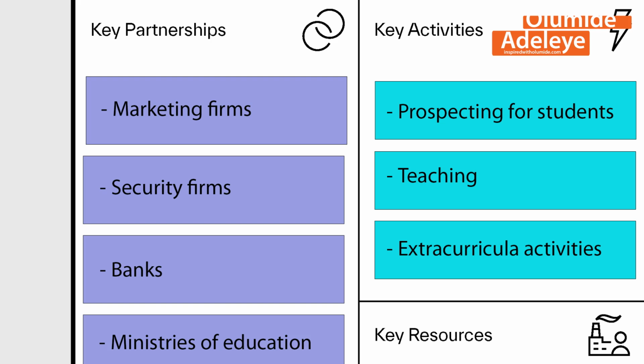They would need to partner with banks because they would probably be doing a lot of international transfers. They would also need to partner with the Ministry of Education or the different ministries of education, both for Nigeria and for whatever foreign curricula they may be offering. So those are key partnerships. Under that column, you list all the partners, at least all of the major ones that your business will have.